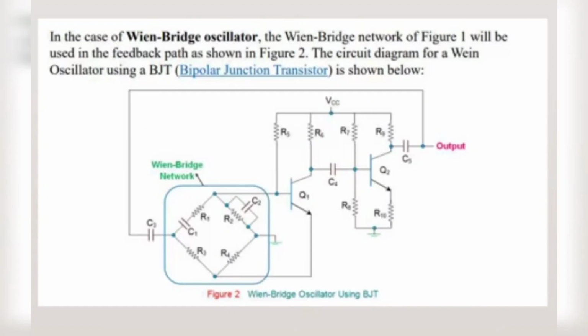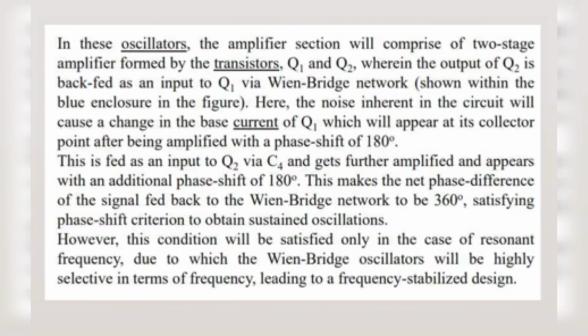In the case of a Wien bridge oscillator, the Wien bridge network shown in the figure will be used in the feedback path as shown in the figure. The circuit diagram for a Wien bridge oscillator using a BJT is shown below. In this oscillator, the amplifier section will comprise two stages formed by the transistors Q1 and Q2, wherein the output of Q2 is fed back as an input to Q1 via the Wien bridge network.